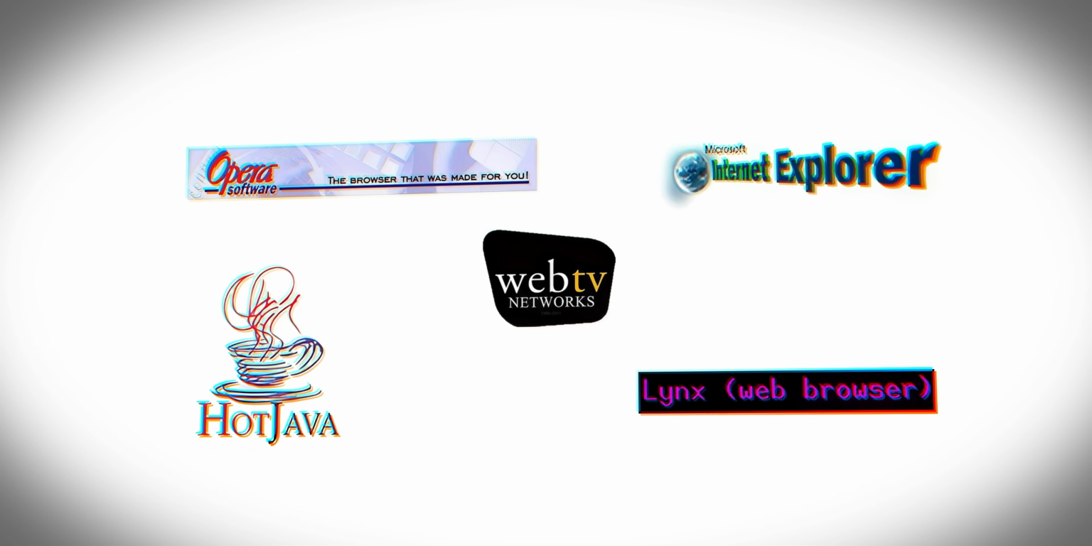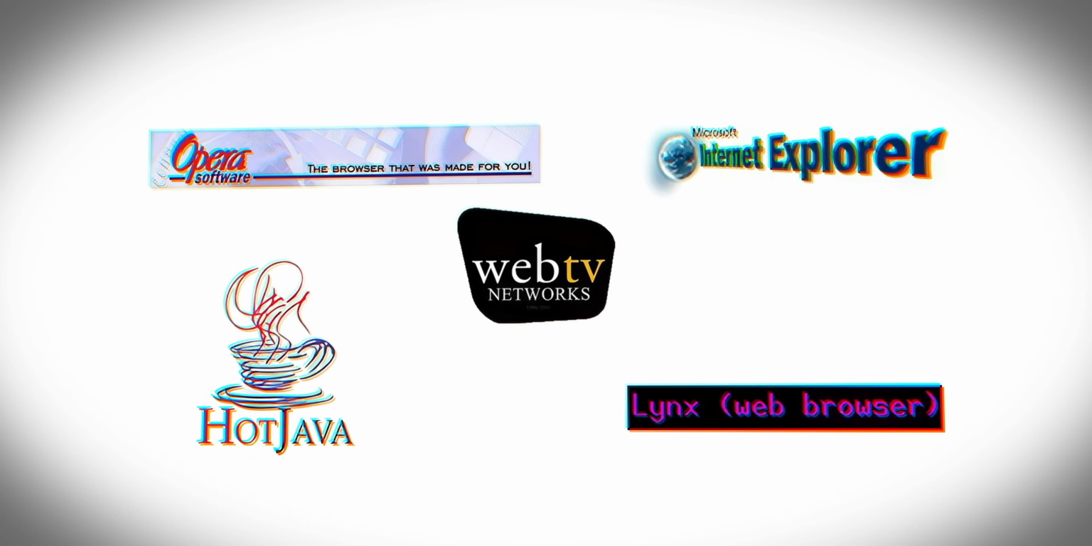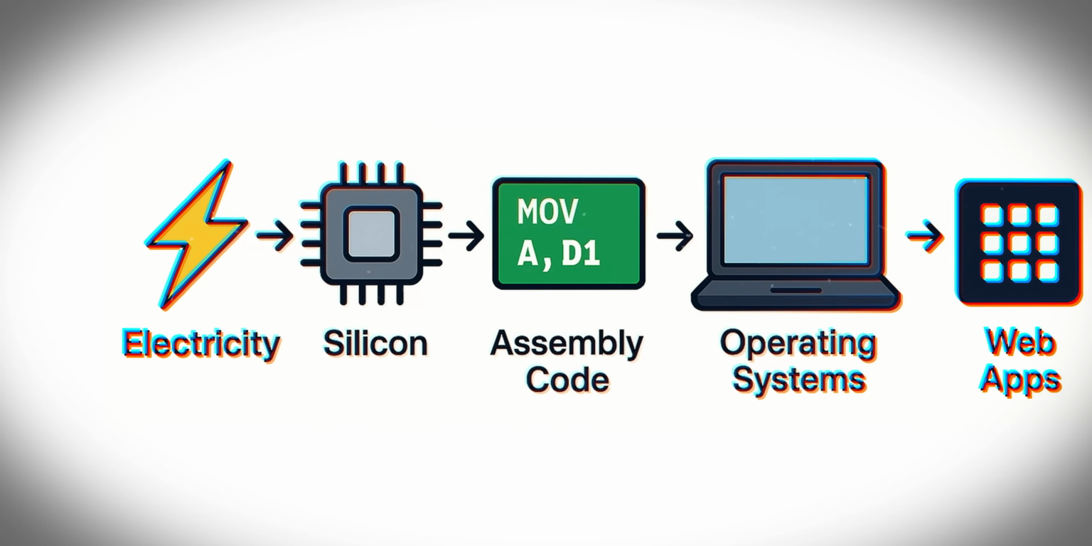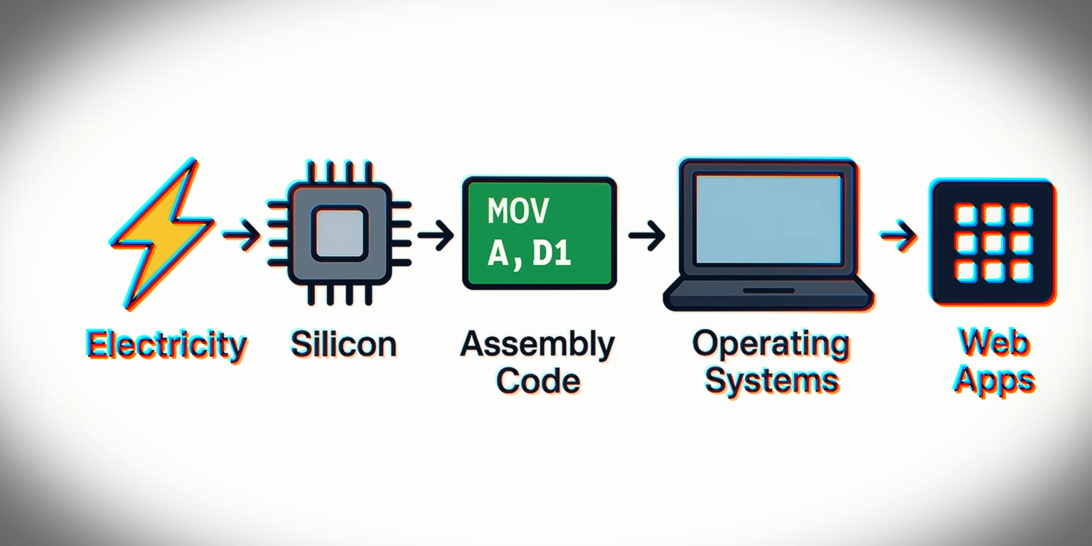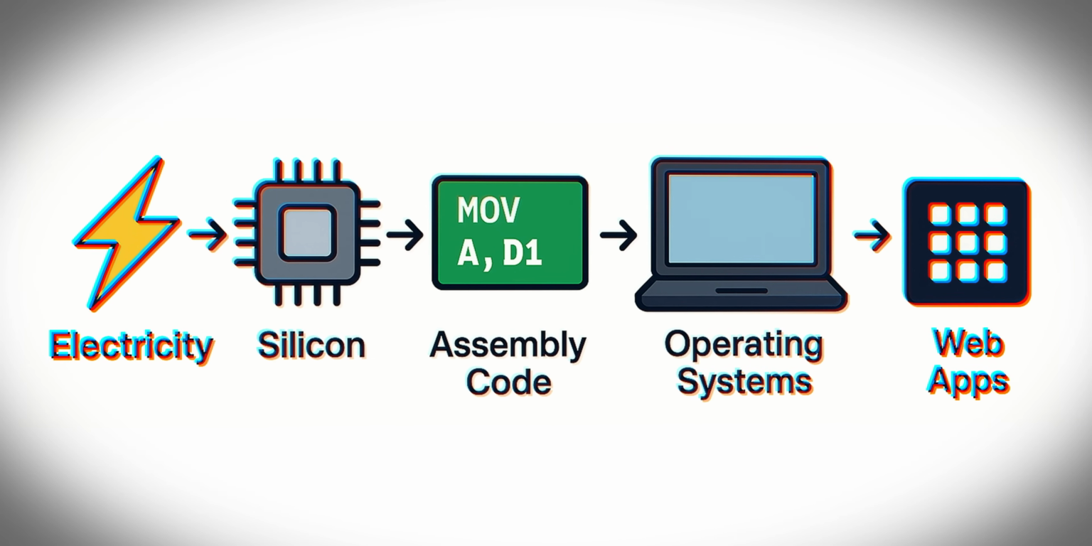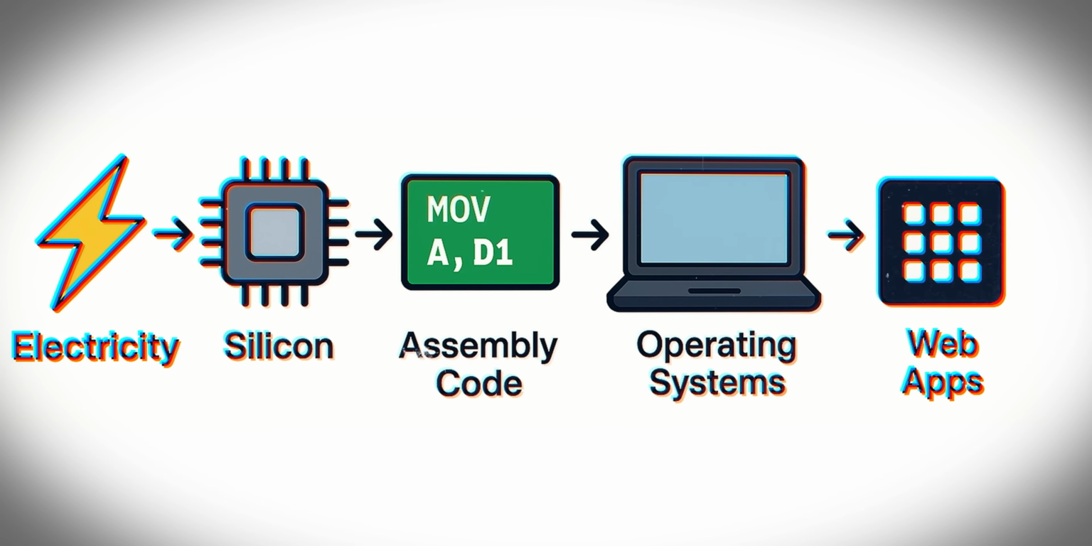But throughout this journey of using these old browsers, here's what I've discovered. We're not just looking at browser history here. We're looking at how technology builds on itself in layers. A really basic example is electricity becomes silicon, becomes assembly code, becomes operating systems, which turns into browsers, which turns into web apps. And that's where we're at now. With the exception of a few apps, everything I use for work is done in my browser, and the experience is indistinguishable from using a desktop app. Browser engines have become the platform. They've become the new operating system.